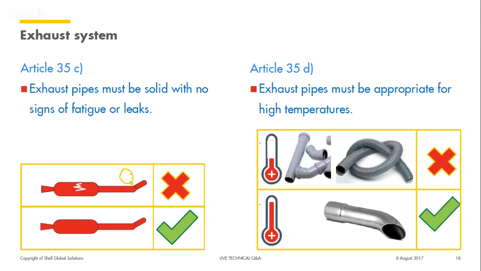Okay, next slide. So about exhaust systems, right? We now want to make sure that all exhaust pipes are proper exhaust pipes. So they should be solid with no signs of fatigue, cracking, or leaks. All right, so please make sure that all your exhaust pipes are in good condition and not damaged. And also they should be appropriate for the temperature of the exhaust. Okay, you know exhaust is hot. Please do not use plastic pipes and things that can only withstand low temperatures. So ideally it should be some material, ideally metal, which is able to withstand higher temperatures. Next slide.